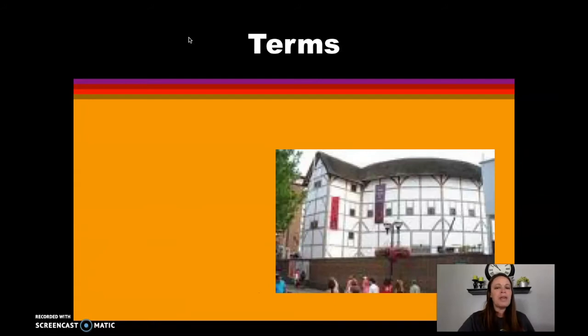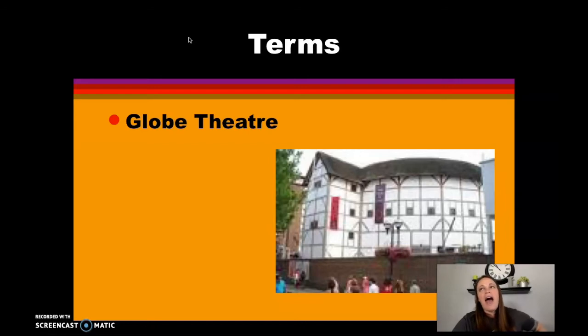Okay. Some terms you should know for the theater itself. Sorry for the awful pixelated picture there. But for the theater itself, that is called the Globe Theater. Okay. And I actually don't know if there's a connection to this, but Shakespeare did in one of his plays say all the world's a stage.